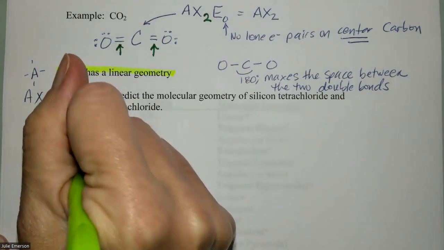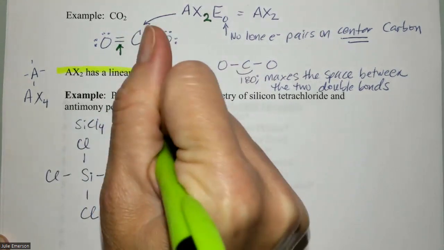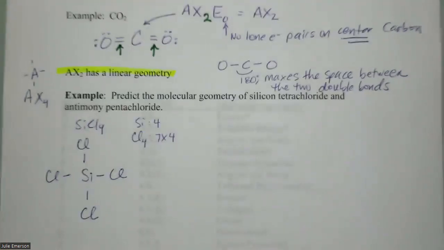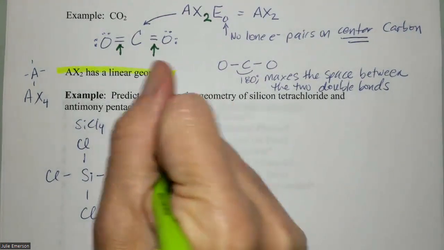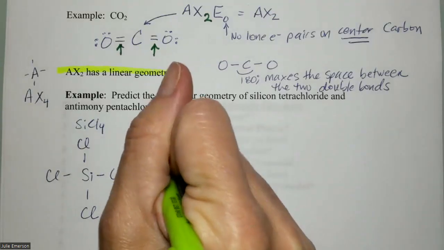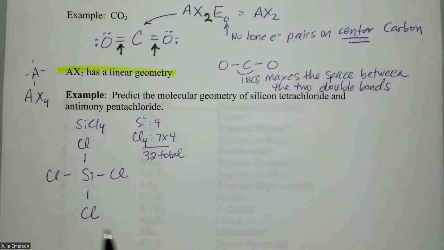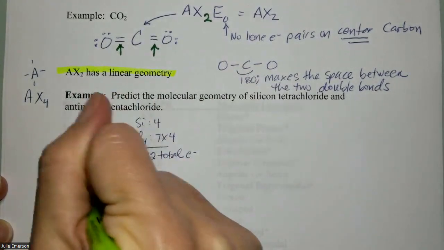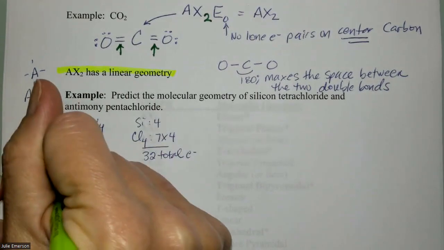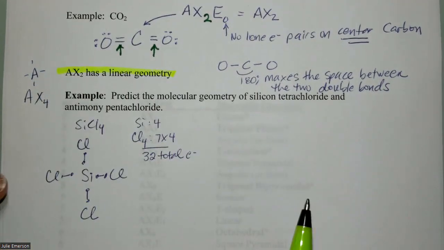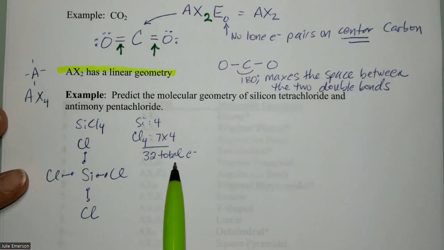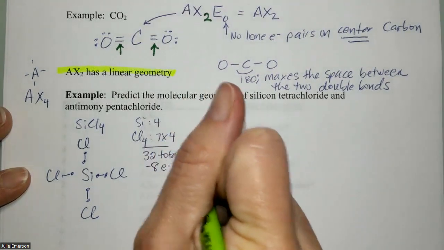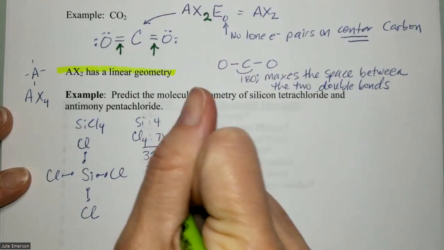If I go and add up all of my electrons, silicon is group 4, just like carbon. Chlorine is group 7. Since there's 4 chlorines, that would be 28, plus 4 is 32 total electrons. All right, now I've used 8 in those 4 single bonds. That means I've got 24 left. Sorry, my math, I was trying to do too many things at once.